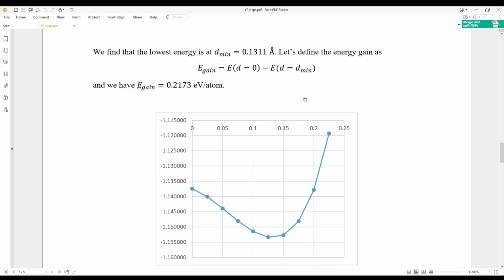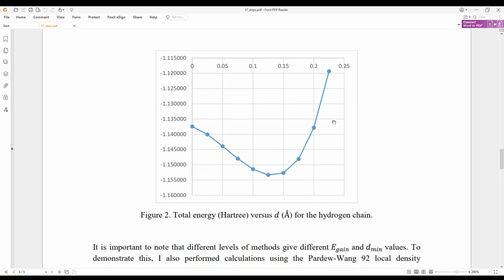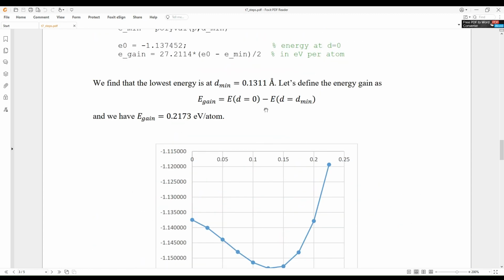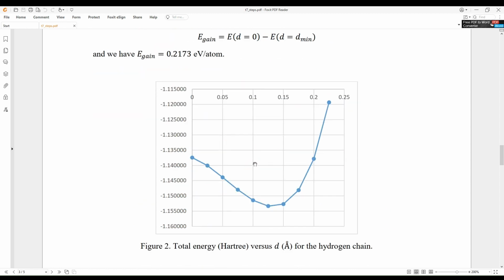In order to quantify how much energy is lowered during the dimerization, we can define the energy gain by calculating the difference between the energy at d equals 0 and the energy at d equals d minimum. The energy gain I got is this value per atom. It's also very important to note that different levels of functionals will give you different d minimum values and E gain.